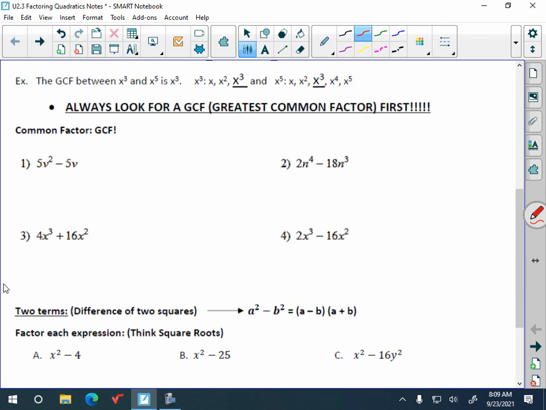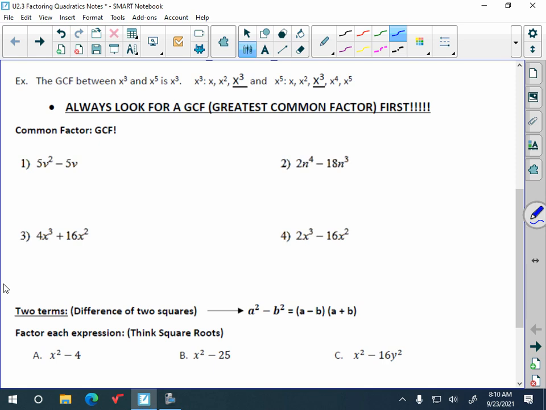So 5v squared and 5v. So what would the GCF be between those two terms? Okay, 5 is the number, but you've got v squared and v. So since they're both variable v, they both have exponents. One's a 2 and one's a 1. So what's the GCF of v squared and v going to be? So we got the 5 from the 5 and 5, okay? But you have a v squared and a v. They're both exactly the same variable.